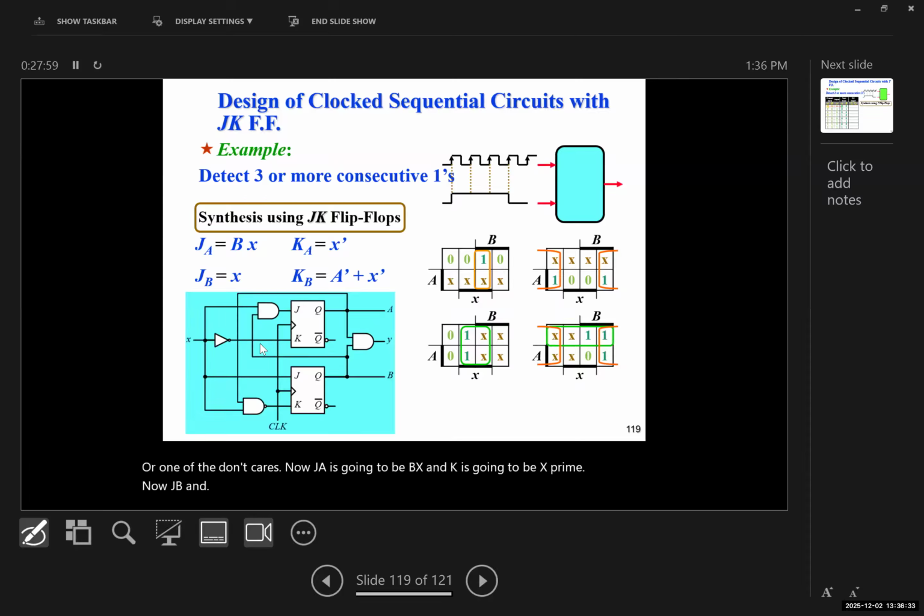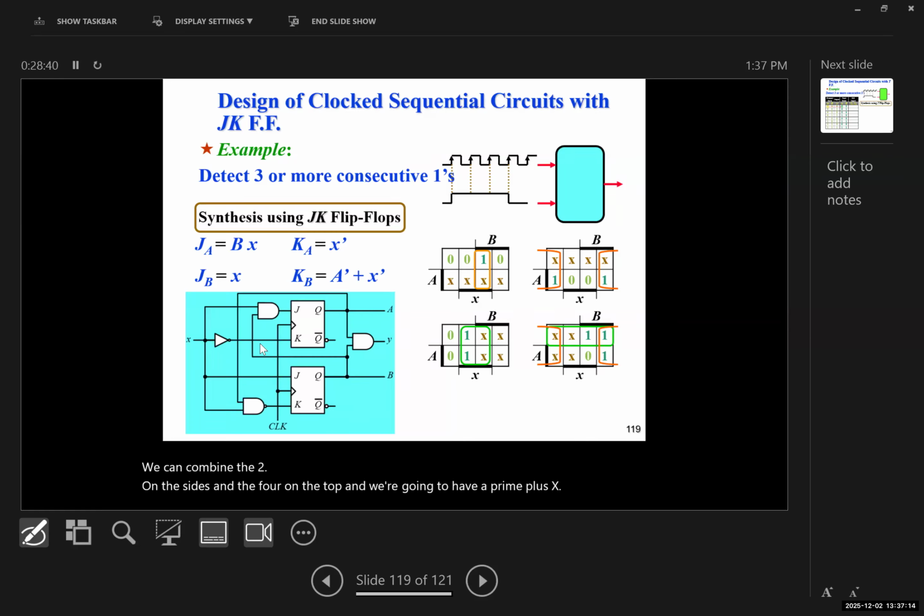again, for JB, we use the table. I wish I could put both slides together, but when you're studying this at home, make sure that you put the slides together so you would understand where we got these numbers and how we filled the K-map using the truth table. So when we simplify JB, we're going to get X by combining the 4 squares in the middle. And for KB, we can combine the 2 on the sides and the 4 on the top, and we're going to have A prime plus X.